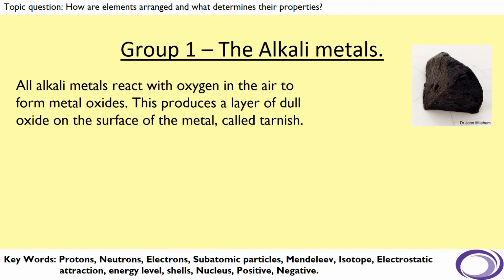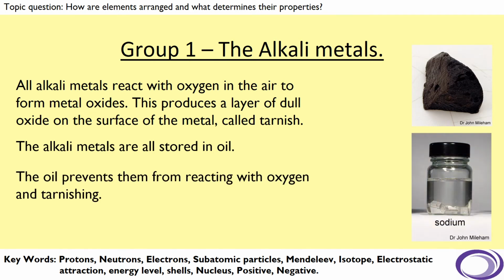Our next group to look at is group 1, also known as the alkali metals. Now, all alkali metals react with oxygen in the air, and when they do that, they form metal oxides, and that produces a layer of dull oxide on the surface of the metal called tarnish, as seen in the diagram on the right. The alkali metals are often stored in oil because of this. The oil prevents them from reacting with the oxygen and tarnishing.